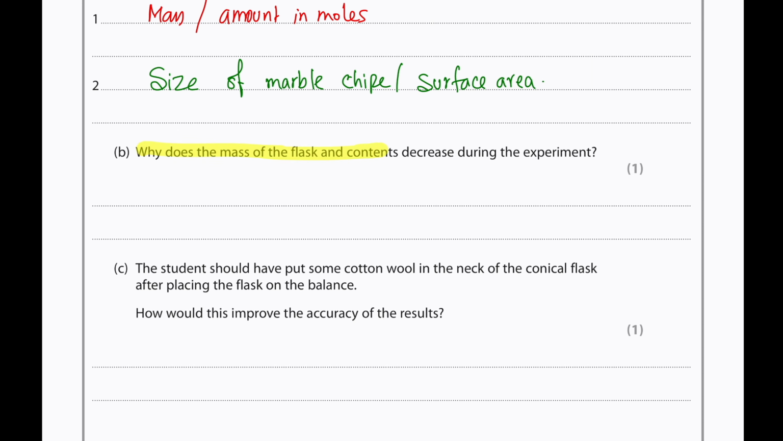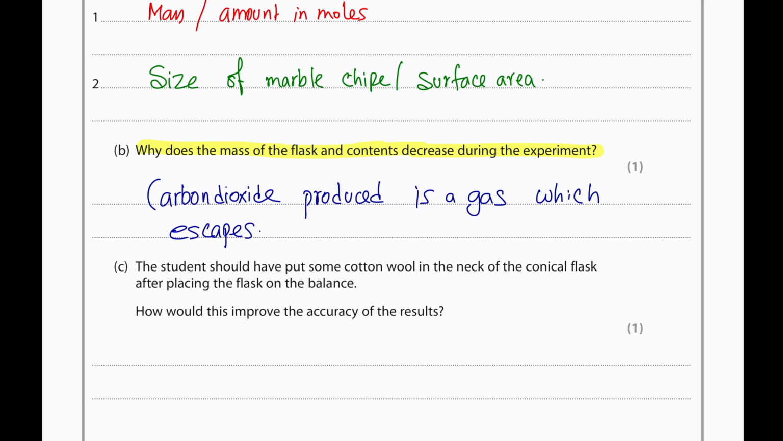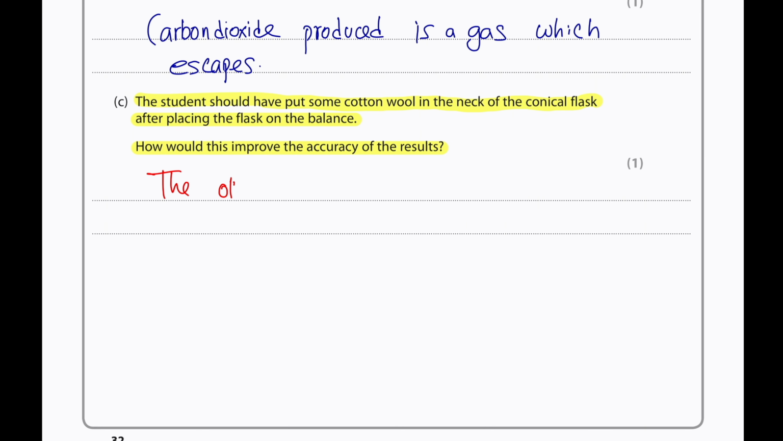Why does the mass of the flask and contents decrease during the experiment? The reaction produces carbon dioxide, which is a gas, and thereby it escapes, thus it decreases the mass. The student should have put some cotton wool in the neck of the conical flask after placing the flask on the balance. How would this improve the accuracy of the results? The cotton wool prevents the loss of acid by spray, or you can say the spitting of the liquid that occurs when marble reacts with acid.